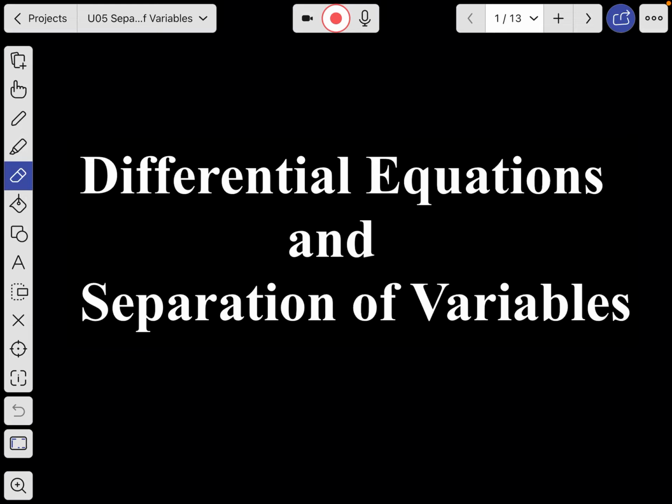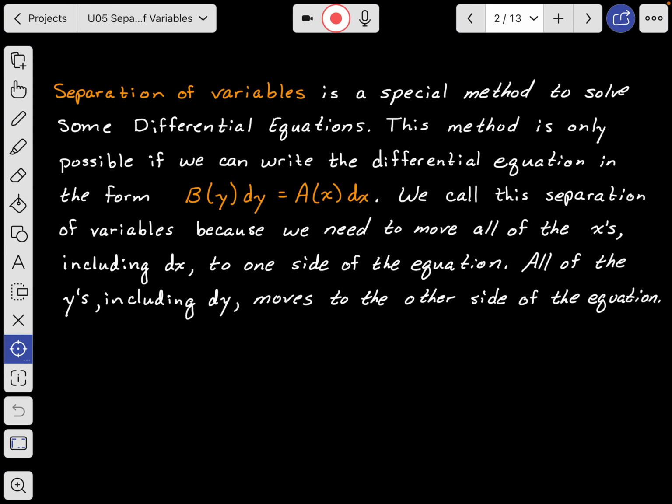In this video, we'll cover differential equations and separation of variables. Separation of variables is a special method to solve some differential equations. A differential equation is just an equation that has a derivative in it.